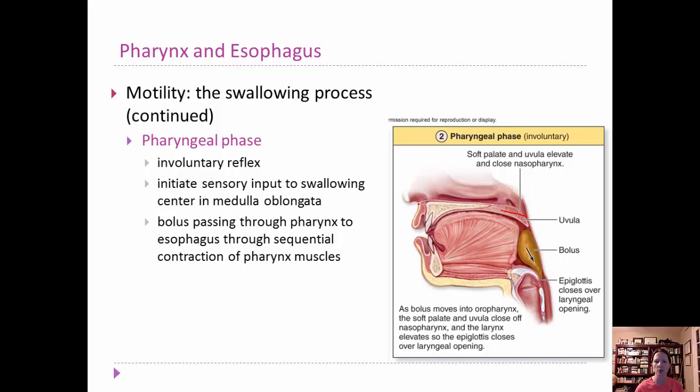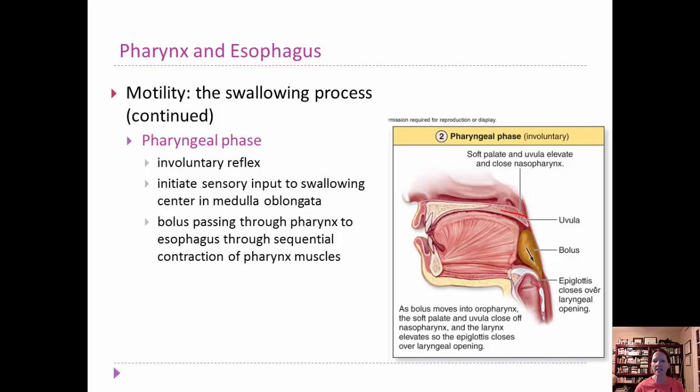Remember I talked about this in the previous section, how it closes off that nasal cavity to make sure that the food is going to go down where it needs to go. Another thing that happens, as you can see, there's that epiglottis. Remember how I talked about the epiglottis being made up of elastic cartilage? You see how it's elastic? It's bending over like this, and it is completely closing off that larynx, which leads to, of course, the lungs.